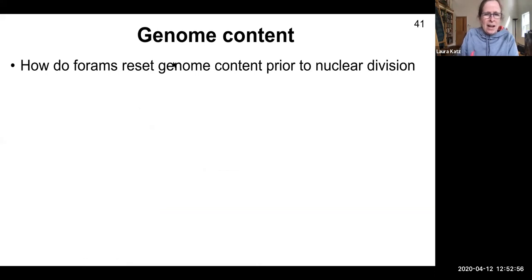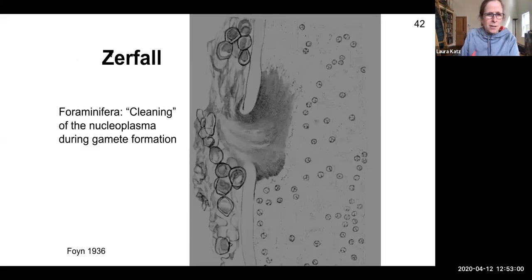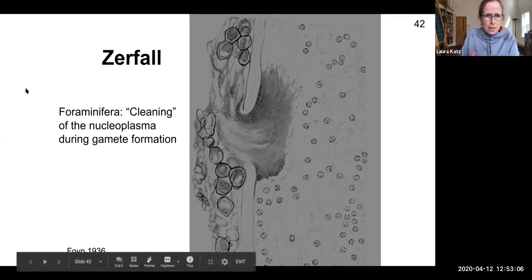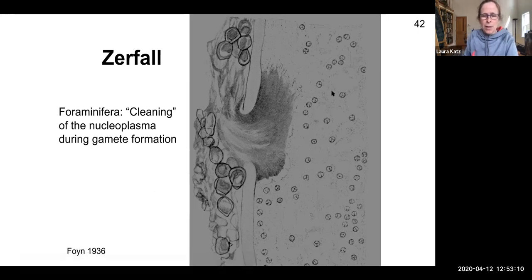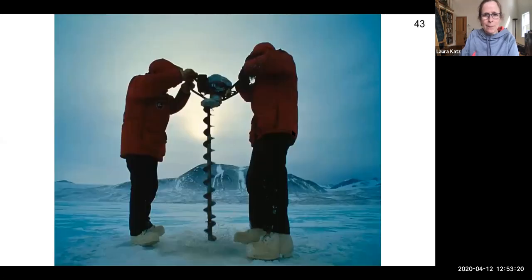So how do forams, they have this craziness, how do they reset? They do a process called Zerfall, which is nuclear cleaning. Here's inside the nucleus, here's outside the nucleus. The best image I have for this is Foyn 1936, and we don't understand what happens, but when they're going to reset their genome, they sweep extra stuff out of their nucleus, including DNA. What's going on? We don't know, but it's very dynamic.